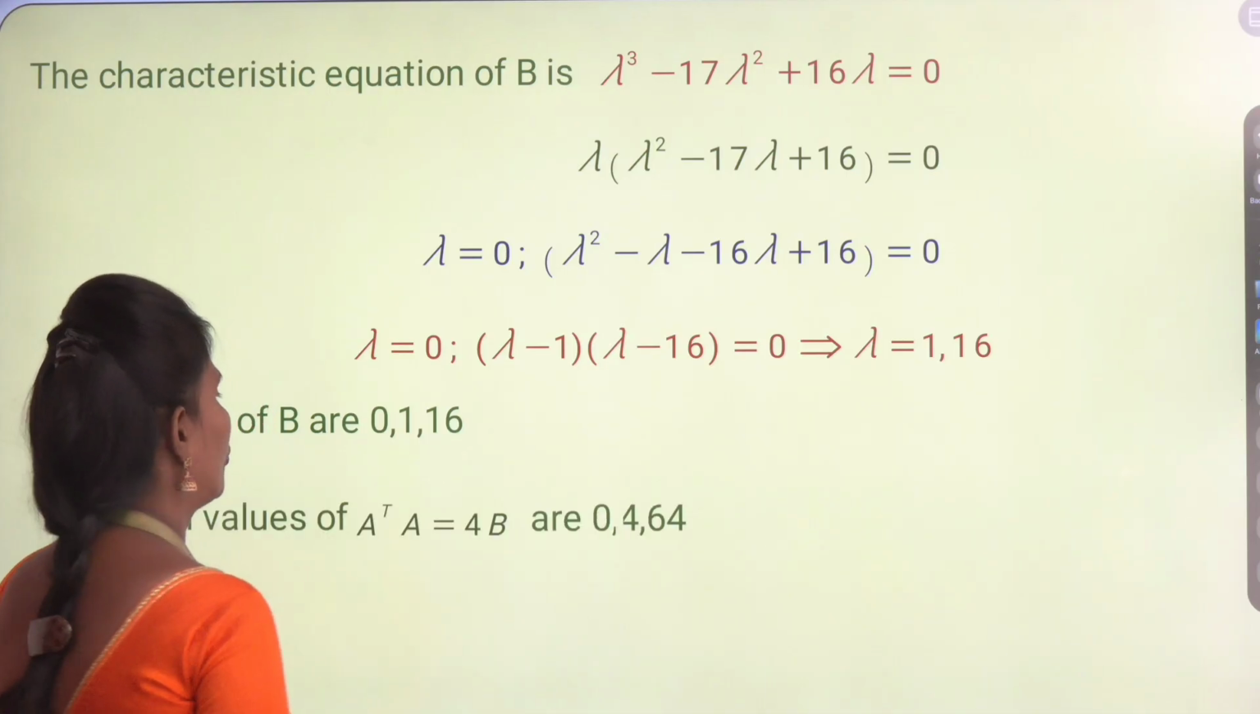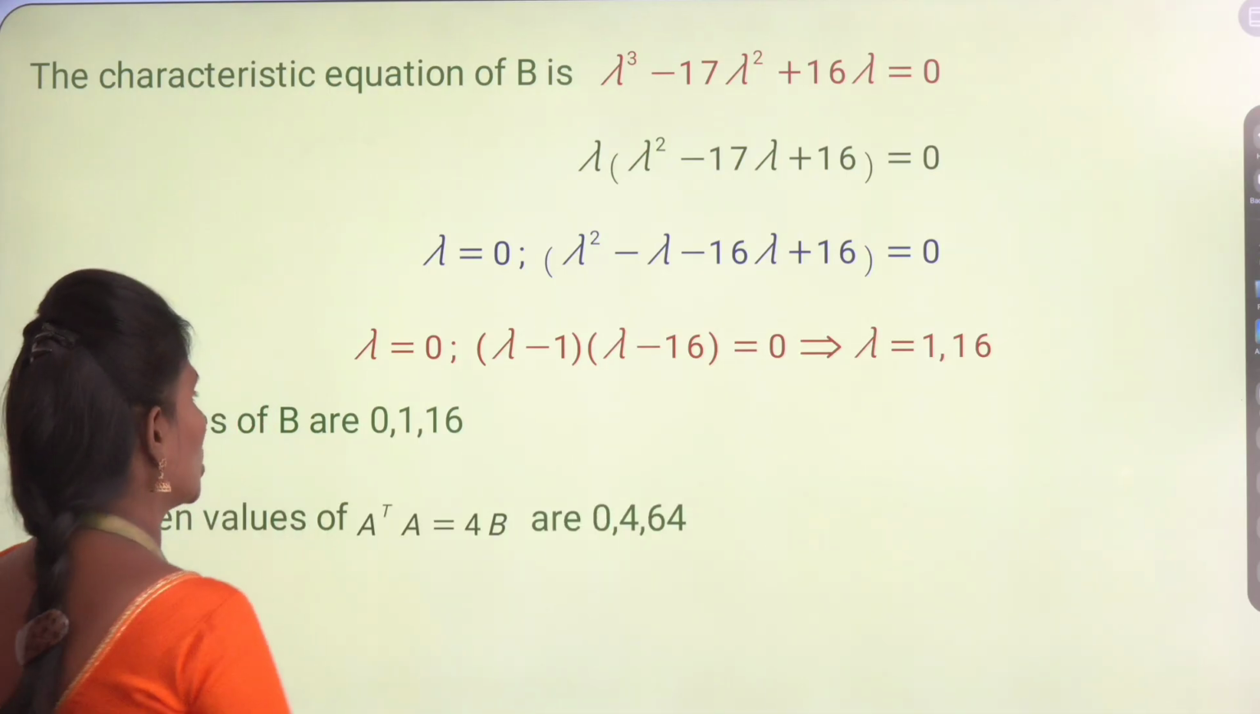For these eigenvalues, you are going to find the eigenvectors. Okay, listen here.